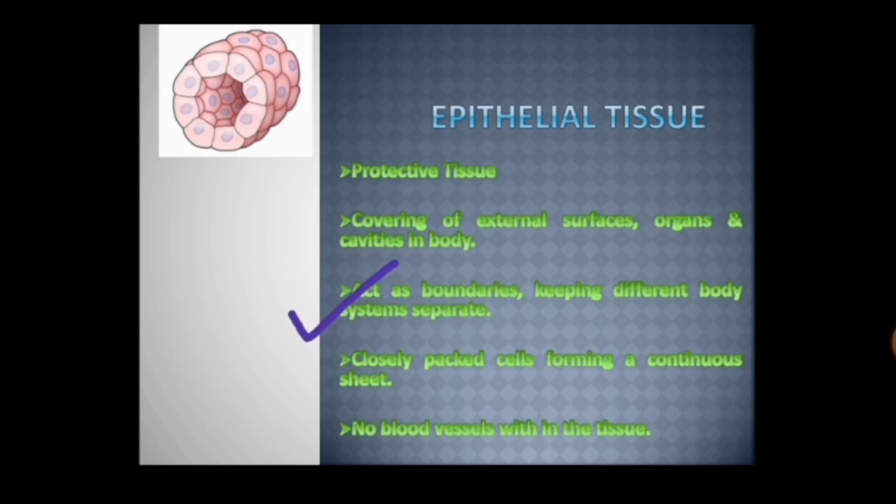So that means the epithelial tissue, children, does not mean the skin is only an epithelial tissue. There are a lot of other epithelial tissues present in our body as well. Skin is the classical example of the epithelial tissue, because skin acts as the boundary between the external environment and the internal body, right?